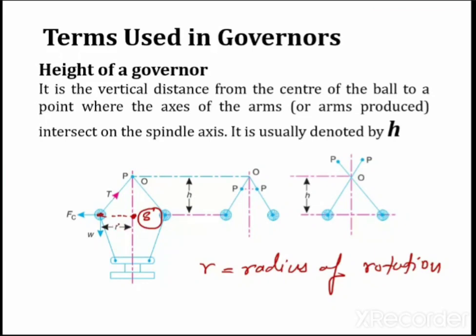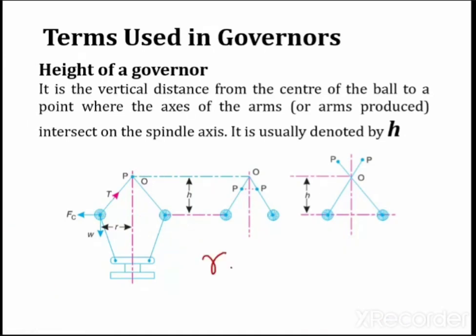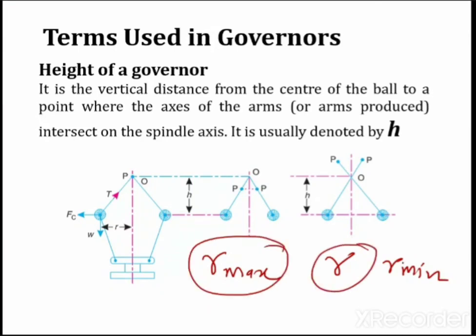Now, R is nothing but the radius of rotation, which means these fly masses, these fly balls, are rotating about the pivot point. So that distance between them is nothing but R, the radius of rotation. Now tell me, when will R increase and when will R decrease? When will you get R max and when will you get R minimum? My point in asking the question is, we have three terms: R max, R and R min. Similarly, now tell me, when will be R max, when will be R and when will be R min?